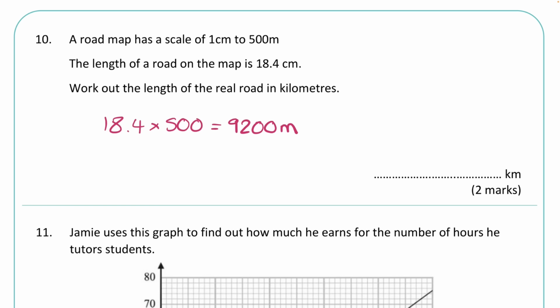Now there are 1,000 metres in every kilometre, so if we divide this by 1,000, we get the answer 9.2, and that's now in kilometres. So there we go, 9.2 kilometres, and that is the distance on the map. We already have kilometres on the dotted line, so we don't need to write it again. So there we go, 9.2.